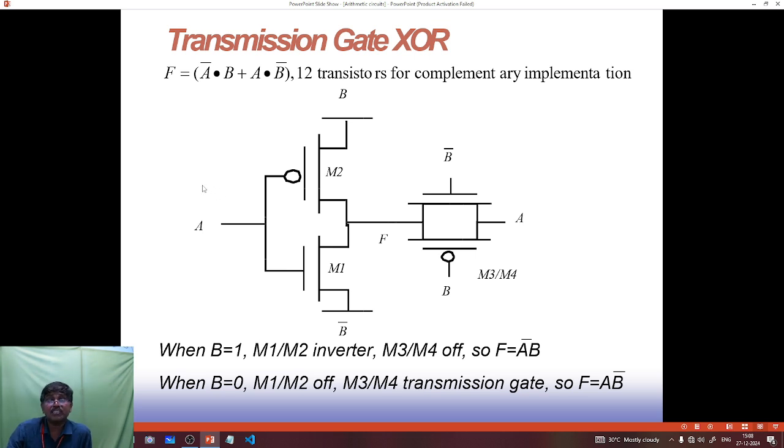A transmission gate is a circuit that consists of both PMOS and NMOS combined together, so it is called the transmission gate. So here the transmission gate XR. By using a transmission gate, we are converting it into an XOR gate.